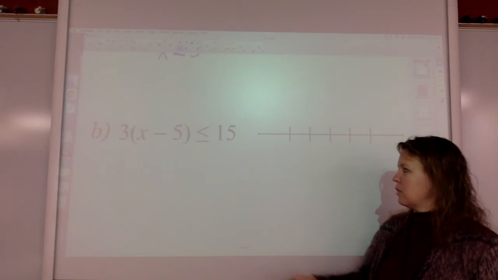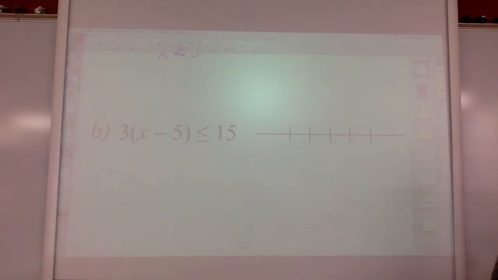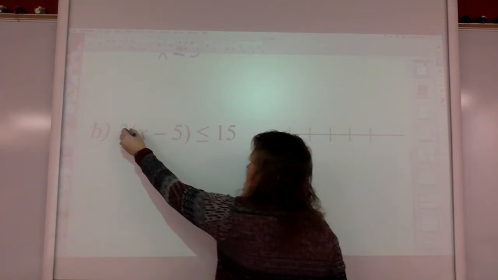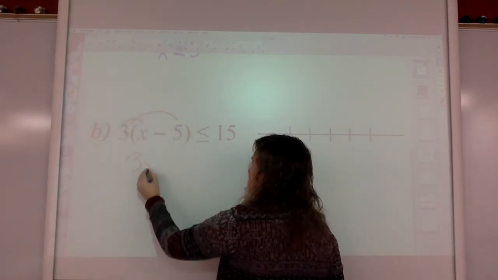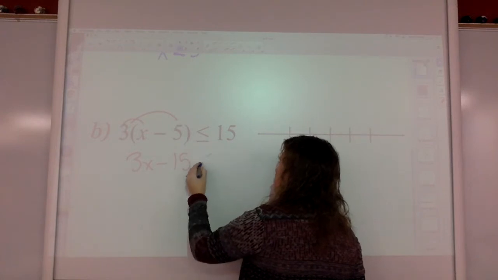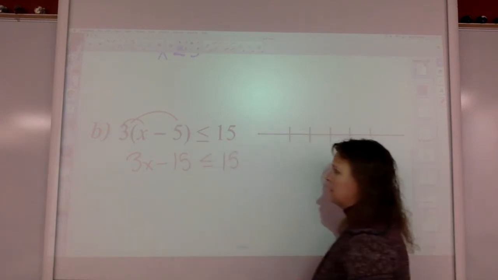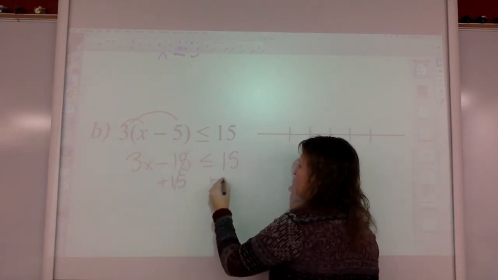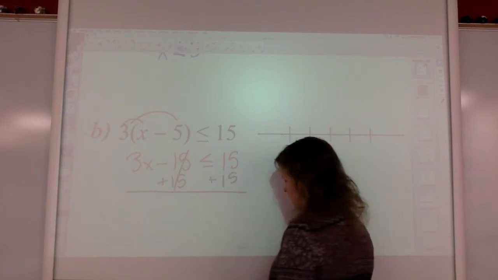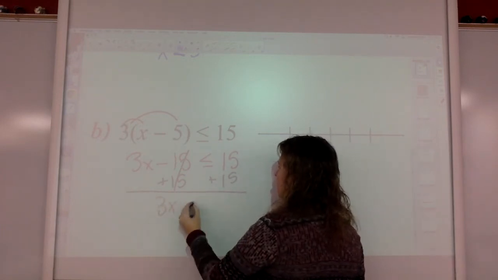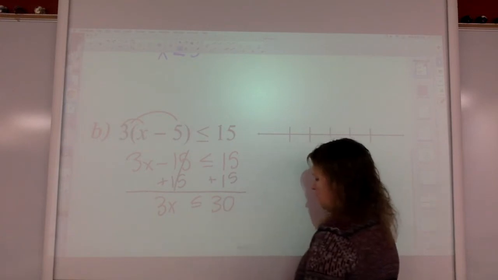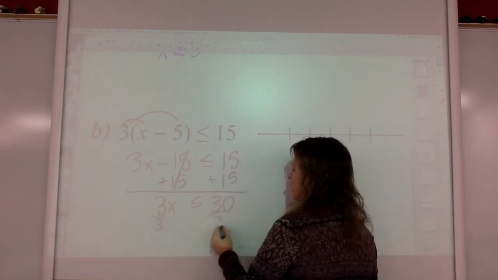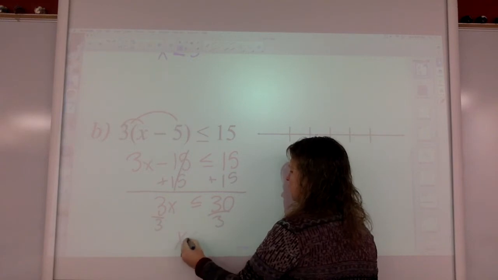This one has an even extra step. Example B, because you need to use the distributive property. Go ahead and pause the video if you need to get this written down. And we'll start with distributive. 3x minus 15 is less than or equal to 15. That's step 1. Step 2, now we're right back to either add and subtract on both sides of the equation. So you have 3x is less than or equal to 30, and when you divide by 3, x is less than or equal to 10.